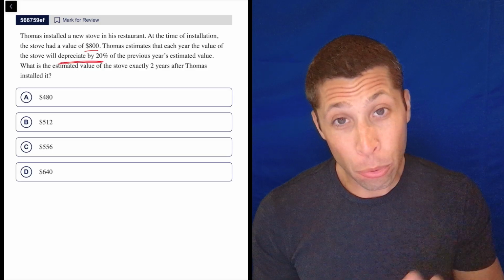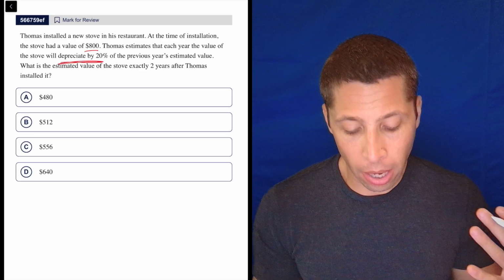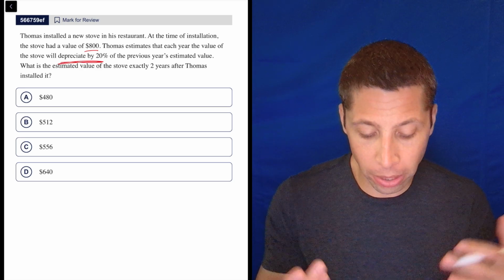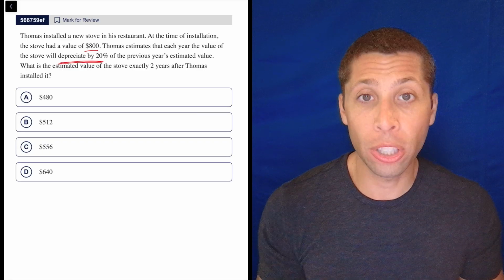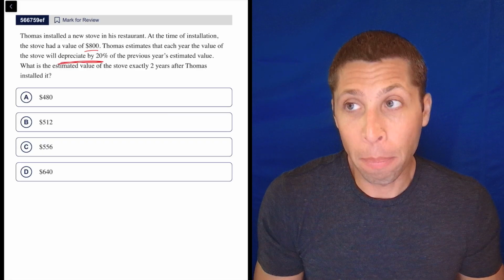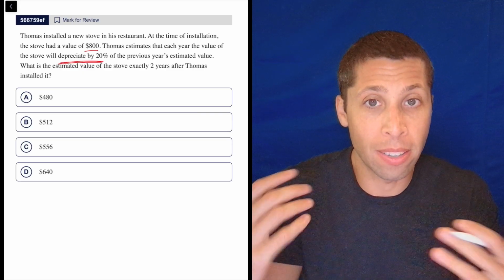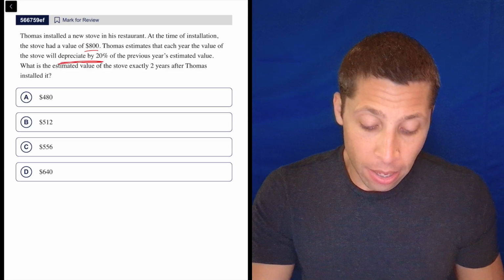If you don't know what depreciate means, that's not a common English word, you hopefully can just use the answer choices to help you. Look at all these choices. No matter what happens, the price is going down. Depreciate just means decrease, but it's kind of like an exponential decay situation. It's decreasing by a percentage.